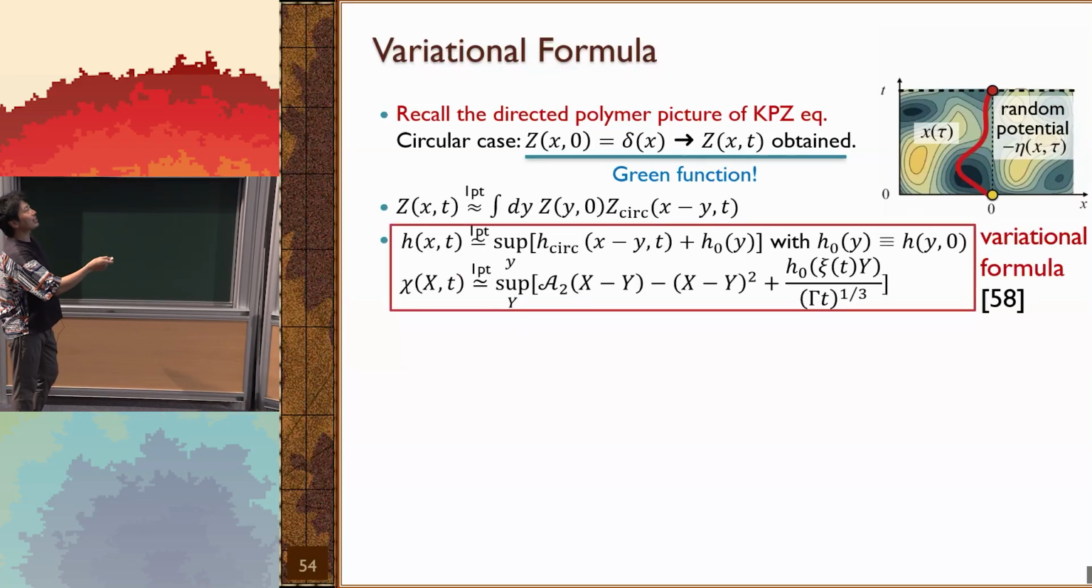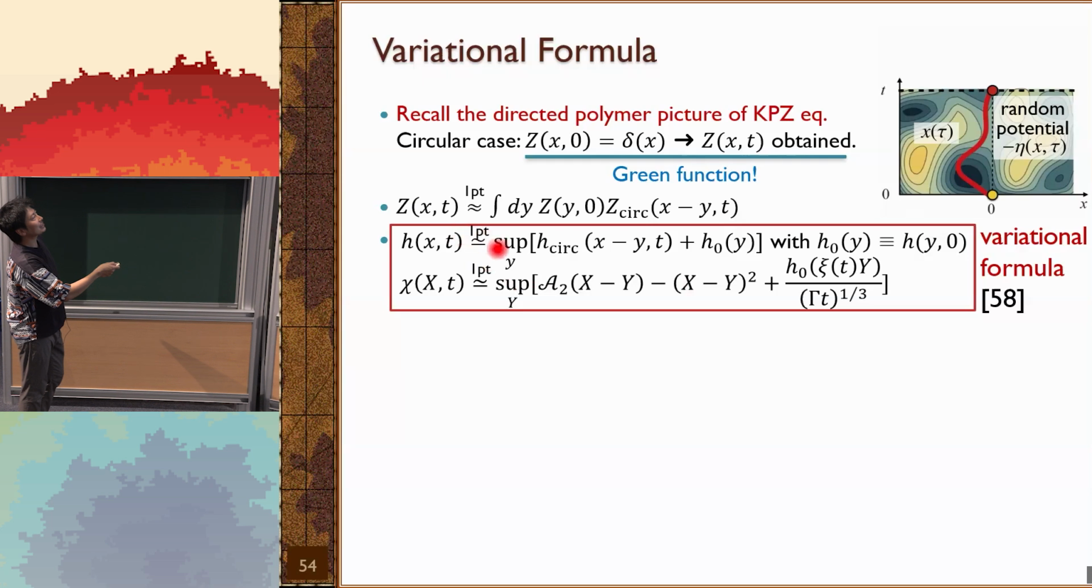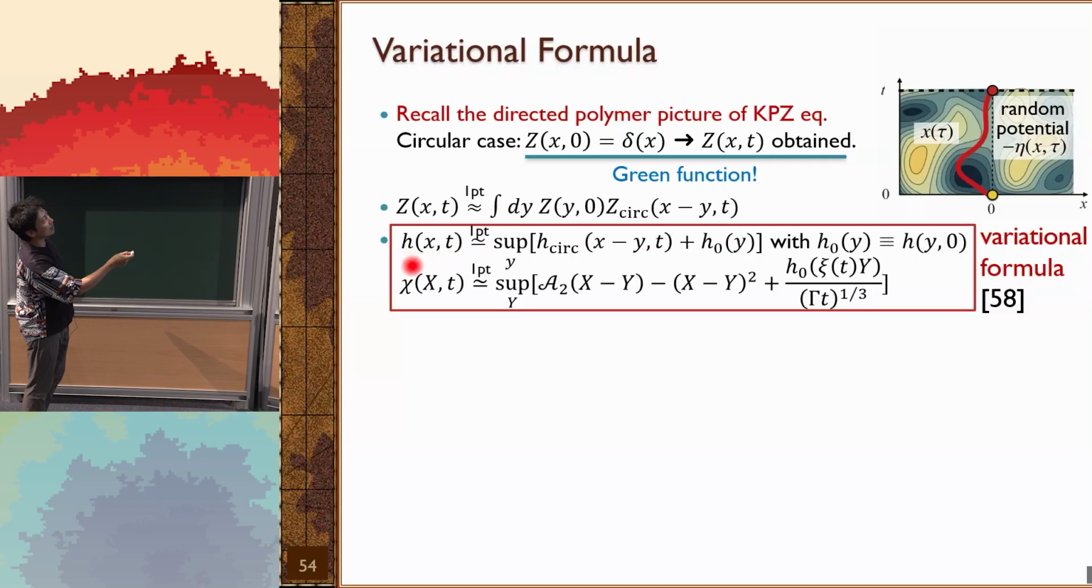And by using the rescaled quantities, it can be expressed as a sup problem, a variational problem. So you have the initial condition h0 plus the solution for the circular case. And you take the sup over this y, and then you get the one-point quantity for x and t.